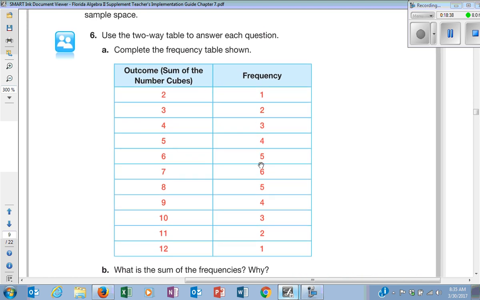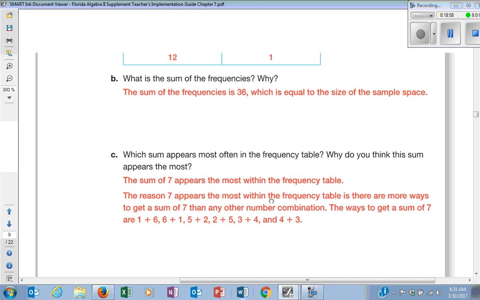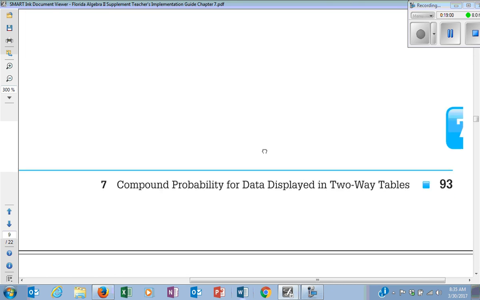If I add these all up, how much should they add up to? Because there's 36 different outcomes, so this should account for all 36 of them, right? This tells you that if you wanted to see how many times 7 was added up, it would be 6 times. Does everybody understand this frequency chart? Yes?